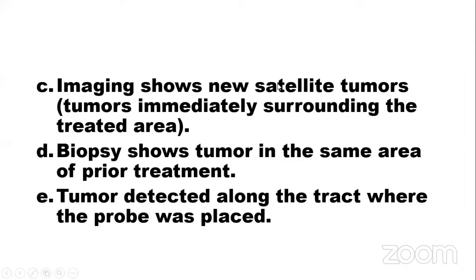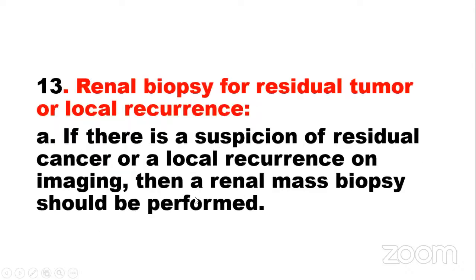Or imaging shows new satellite tumor immediately surrounding the treated area, or biopsy showed tumor in the same area of prior treatment, or tumor detected along the track where the probe was placed. The renal biopsy for residual tumor or local recurrence: if there is suspicion of residual cancer or local recurrence on the imaging, then the renal mass biopsy should be performed.